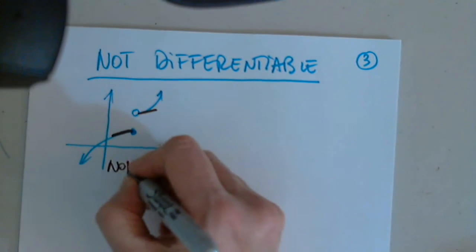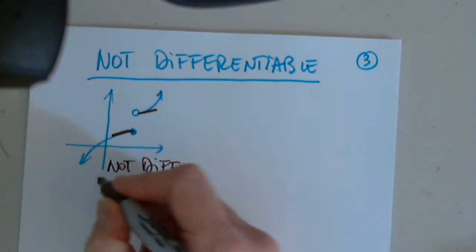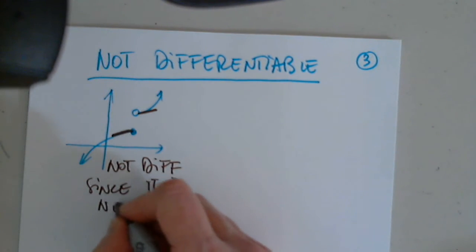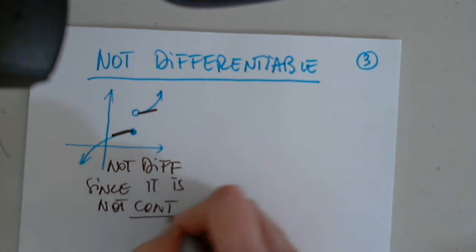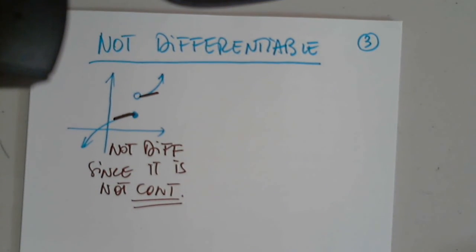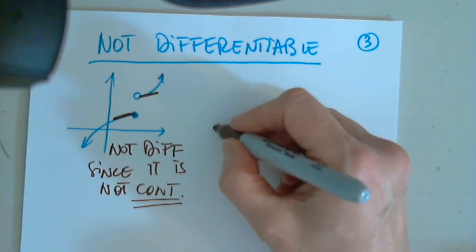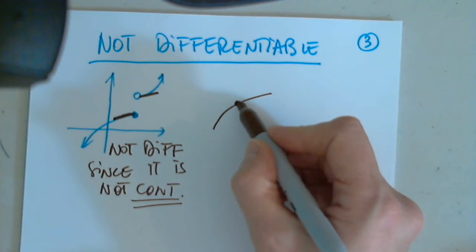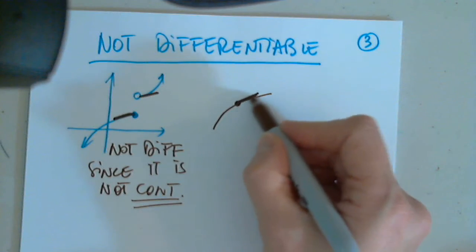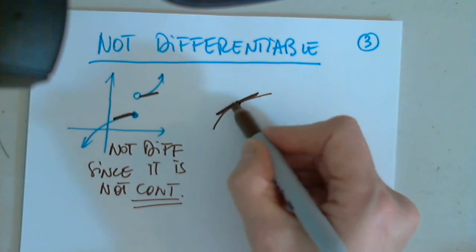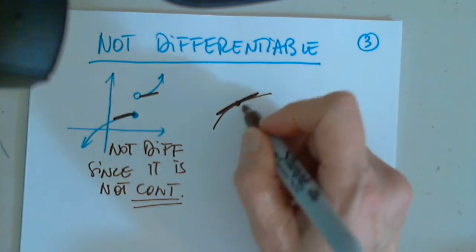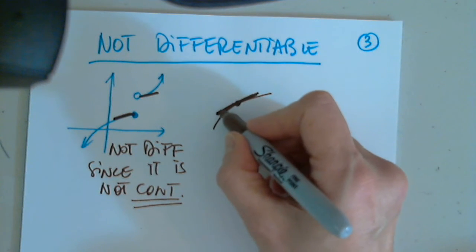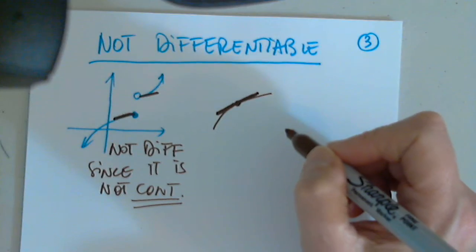Not differentiable, since it is not continuous. So a function is differentiable at a point if the limit of the difference quotient on the right and the limit of the difference quotient from the left are the same. In other words, there is a unique tangent there.